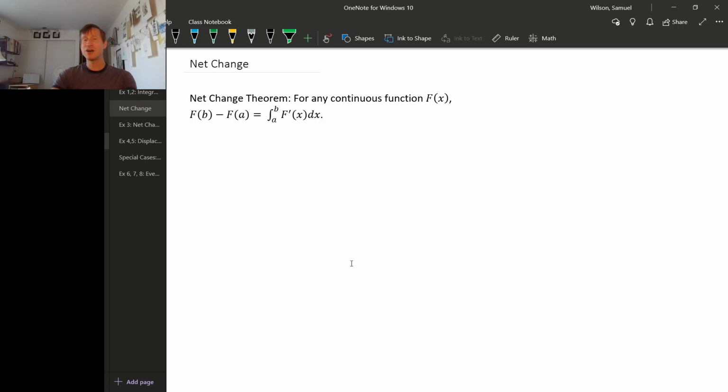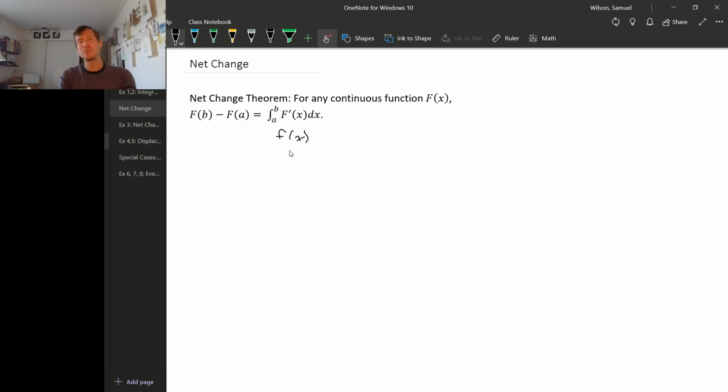The fundamental theorem of calculus is also written in one other form that's sometimes called the net change theorem. The net change theorem says that for any continuous function, capital F of x, the difference of values of that function from two x values is just the integral of the derivative of f. So this is exactly the fundamental theorem of calculus, because the derivative of capital F we would usually write little f, and if you do that, this is exactly the fundamental theorem of calculus.